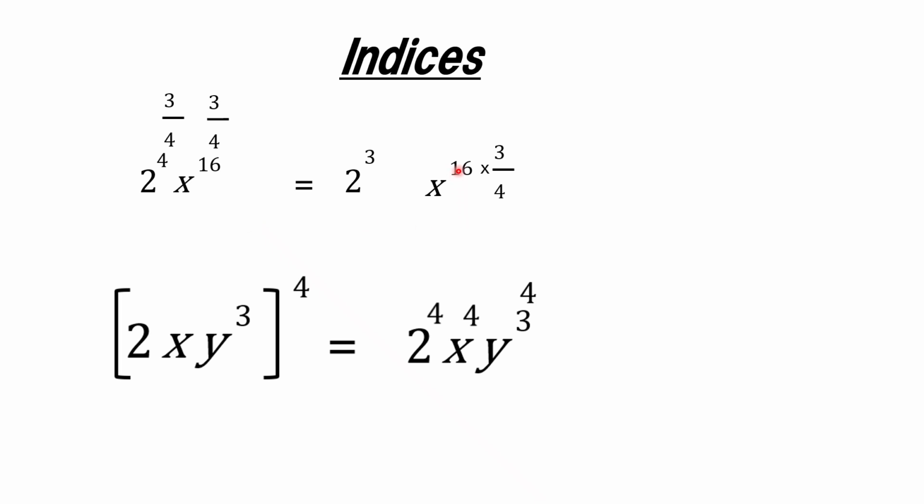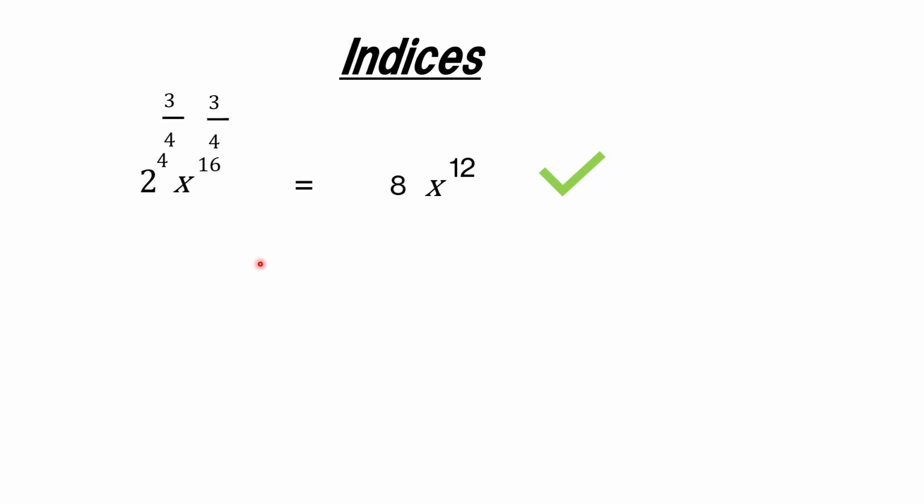Now here, 16 divided by 4 is 4. 4 times 3 is 12. If you don't like it, think of 16 times 3 is 48. 48 divided by 4 is 12. It's the same thing. Now we almost finish. X to the power of 12, we can't do anything, but 2 to the power of 3 is 8 because it's 2 times 2 times 2. So it's just 8x to the power of 12. That's the full mark. Next question.